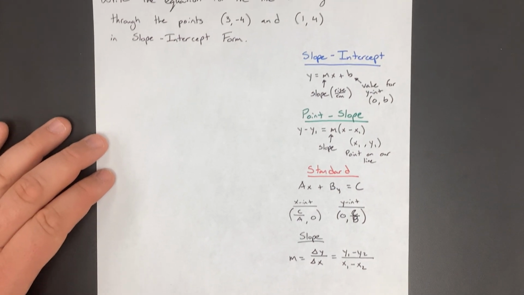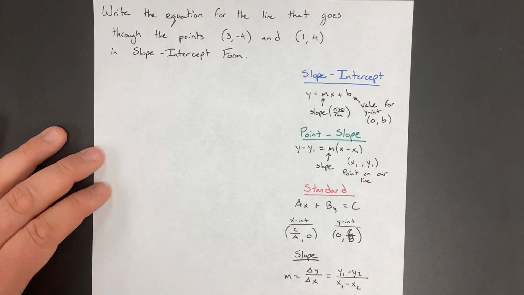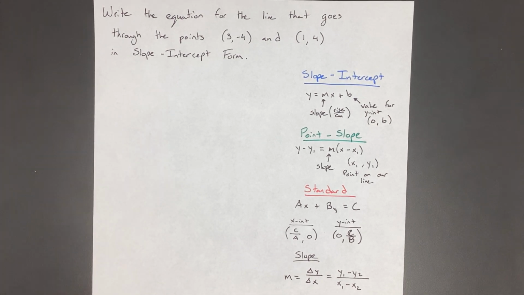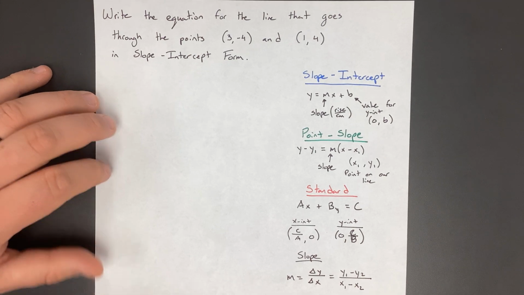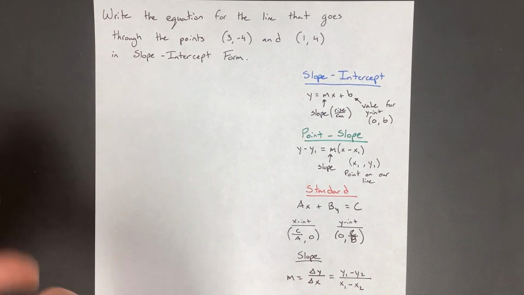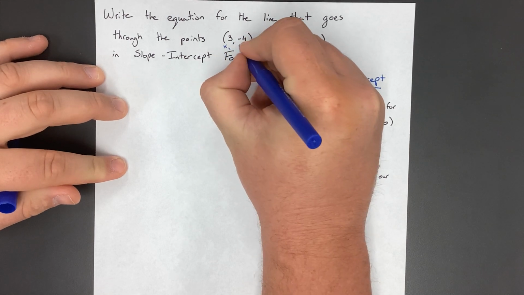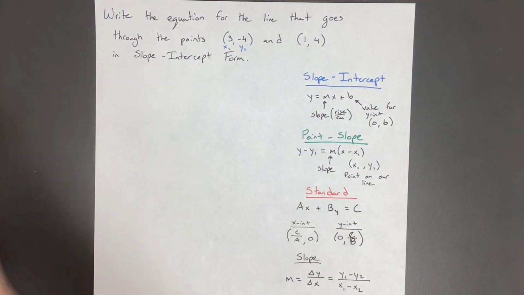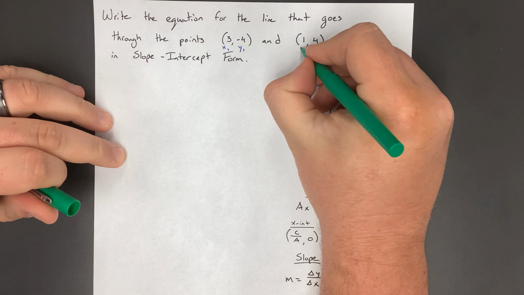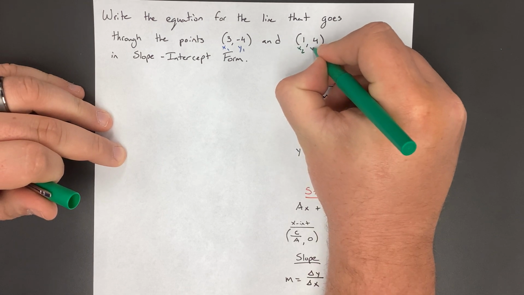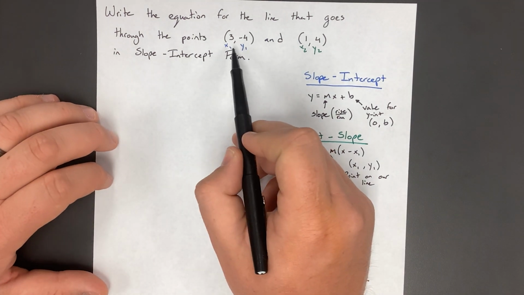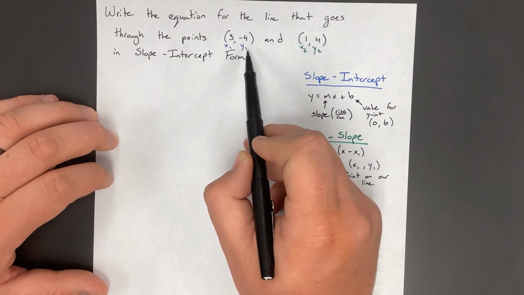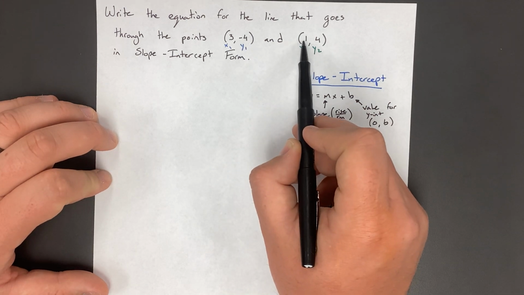Okay, so as we look to find the equation for the line that goes through points (3, -4) and (1, 4) in slope-intercept form, the first thing we're going to do is find our slope. And if it helps, go ahead and label your x1 and y1 for these, and then x2 and y2 for these 2 points, so you have that to refer back to. Since this is the first point listed, I'm going to list this as x1 and y1, and this is the second point, so this is going to be x2 and y2.